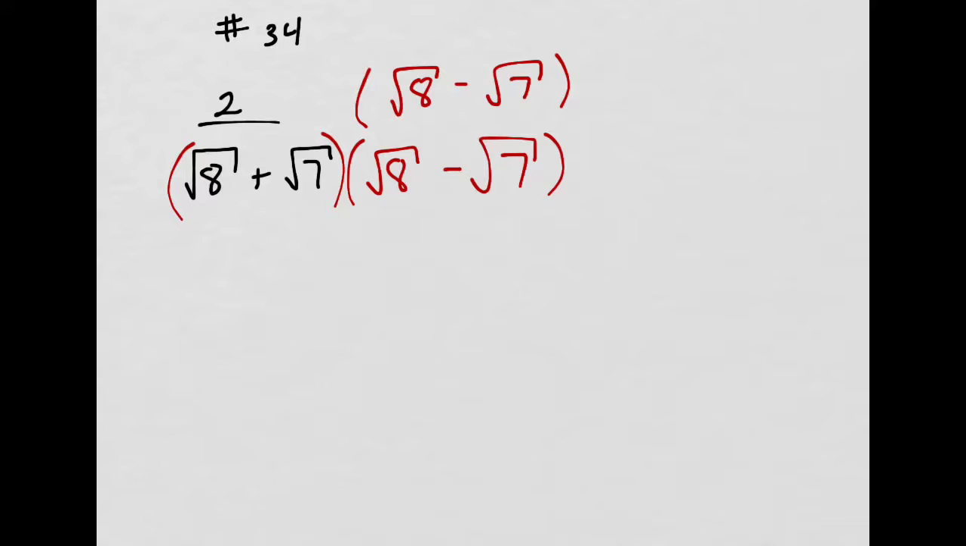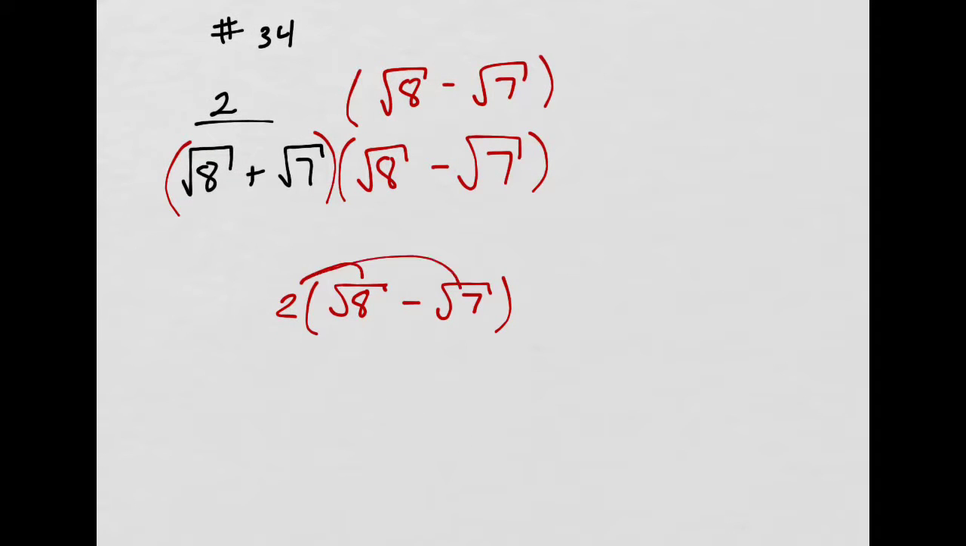And then, whoa, in the top I have 2 there. So I guess I'll rewrite that. 2 times the square root of 8 minus the square root of 7. So we have that. That's great. Maybe I'll distribute the 2 in there. But always, on the bottom, I have this times this.